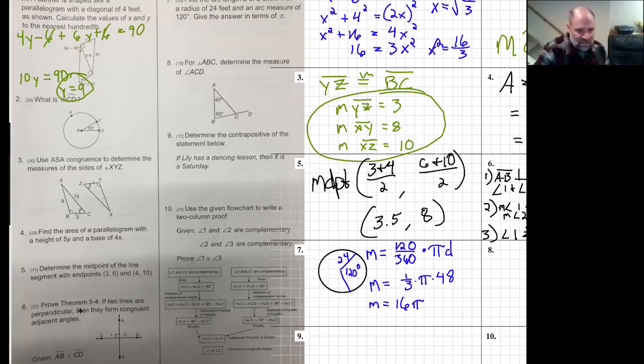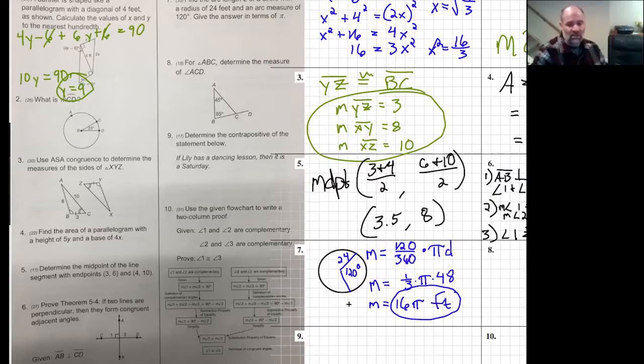But let's see, what does it ask for? Give the answer in terms of pi. All right, so there it is. 16 pi feet, and you're done. Okay, so that's how you do it.